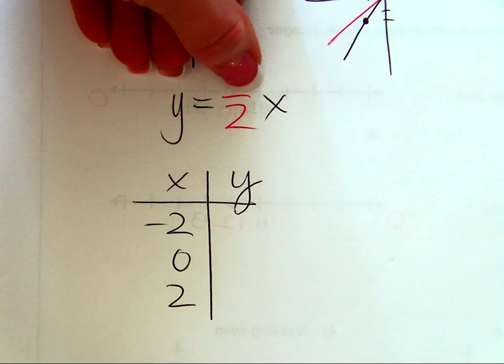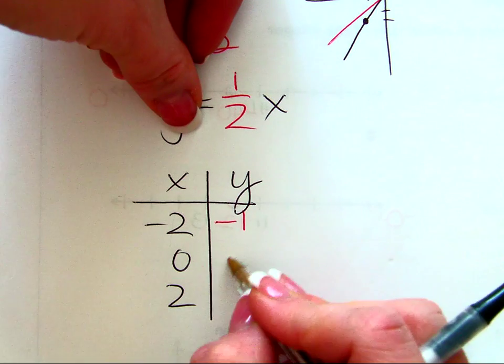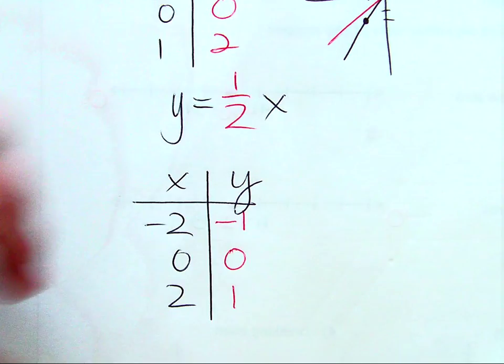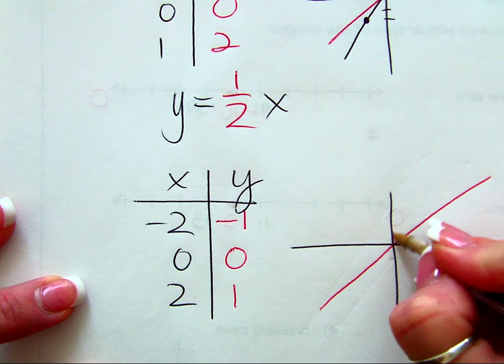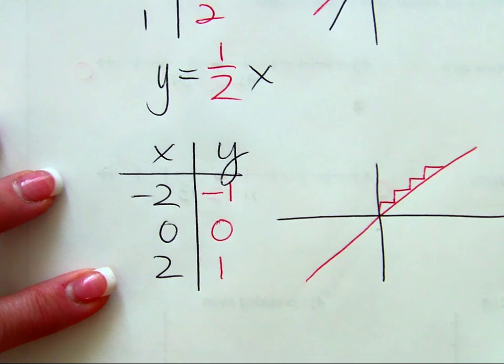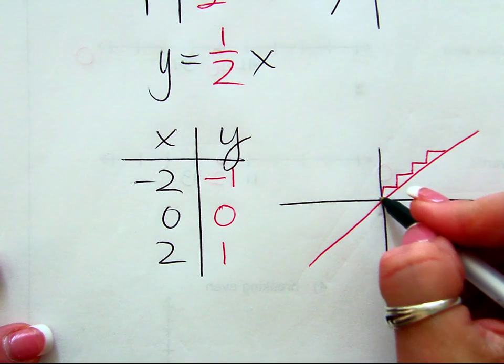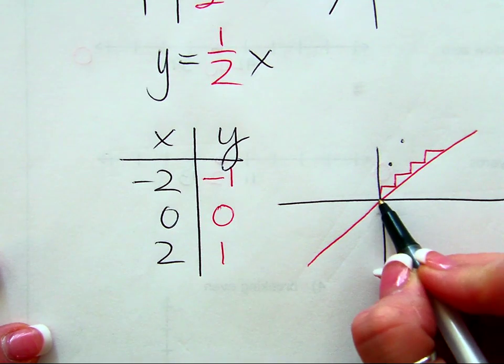So watch. If this is my parent function, which is up 1 over 1, this is the opposite kind of staircase. Instead of going up 2 over 1, up 2 over 1, I'm only going to go up 1, but over 2. Up 1, but over 2. And so this line is less steep.